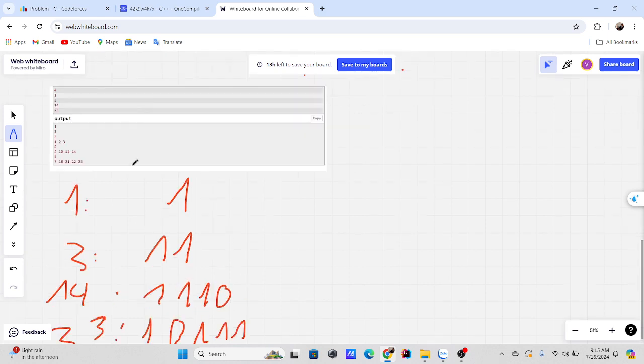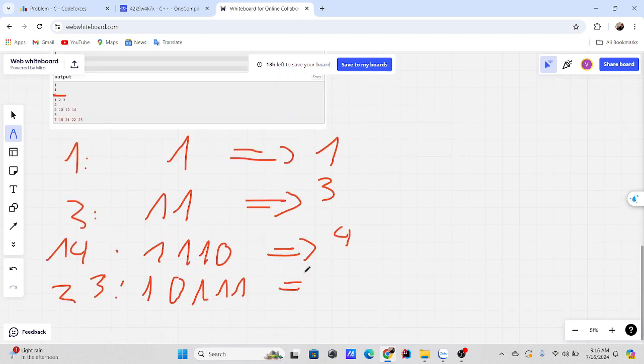And in our output we will see that when n is 1, the total number in the sequence will be 1. In the second test case it will be 3. In the third test case it will be 4, and in the last test case it will be 5, right?